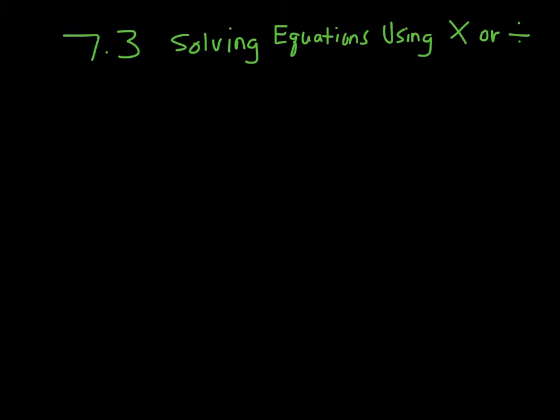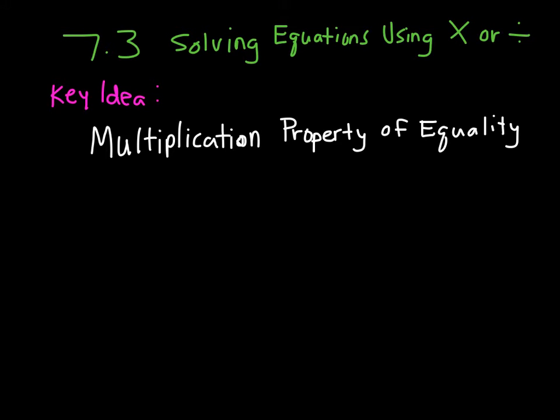7.3, solving equations using multiplication or division. Okay, so our key idea for 7.3 is the multiplication property of equality. And what that means in words is when you multiply each side of an equation by the same non-zero number, the two sides remain equal.